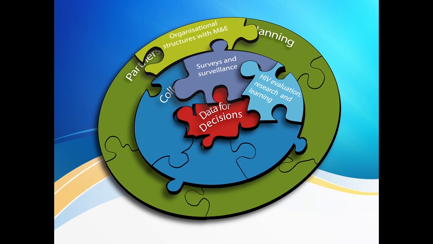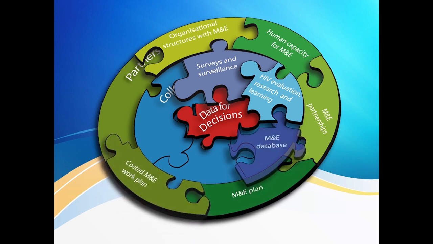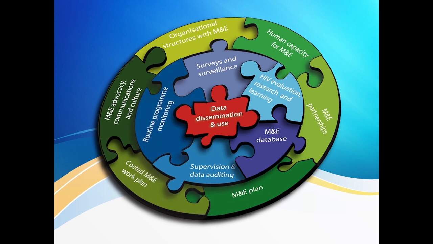Under this, the organization structure also comes in under partnerships, people, and planning. You need the organization structure to see how your M&E is done in your organization, and the human capacity for M&E. So this diagram is just summarizing the 12 components I just looked at.